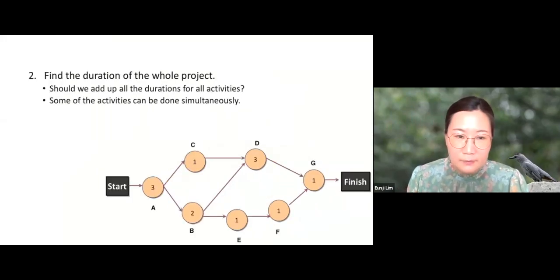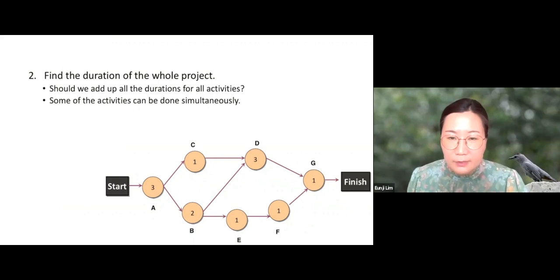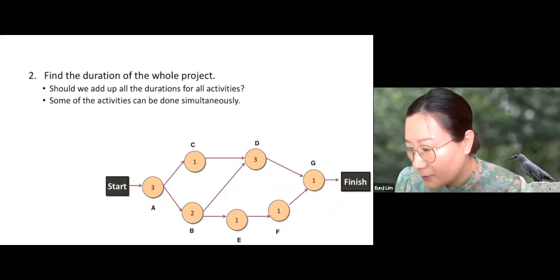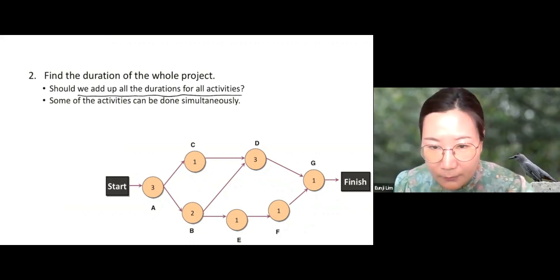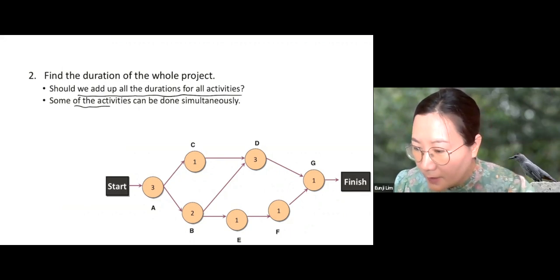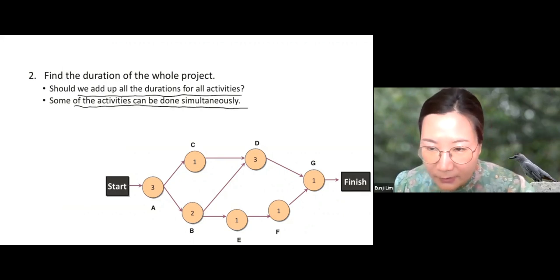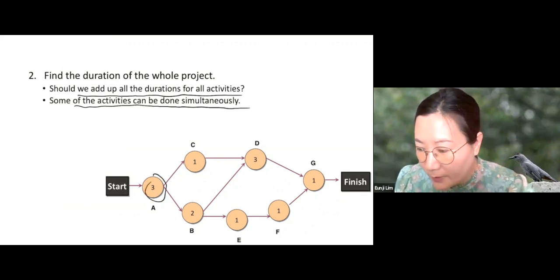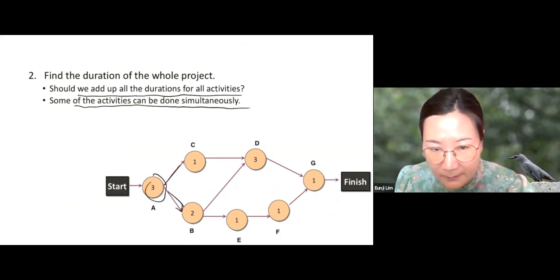Now the next question is, find the duration of the whole project. Should it add up all the durations for all the activities? But some of the activities can be done simultaneously. For example, after finishing A, we can work on B and C at the same time.